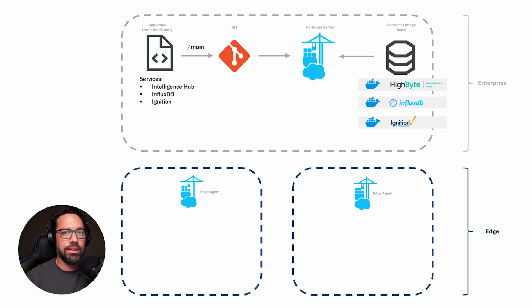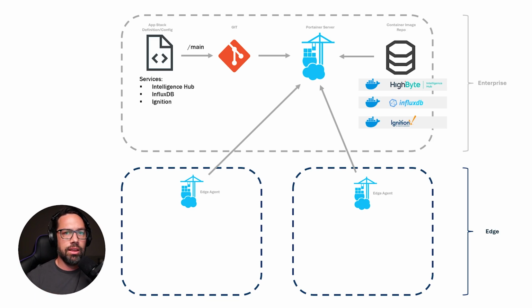The edge agents at all of our edge compute nodes will periodically poll the Portainer server to see, hey, is there a new configuration for me? And if so, it'll go ahead and do a reverse tunnel and pull in that new configuration and automatically deploy it. So every so often, the edge agents are polling the Portainer server.